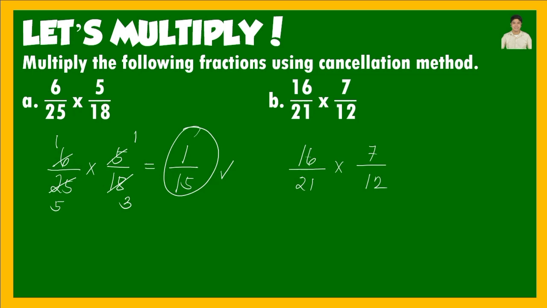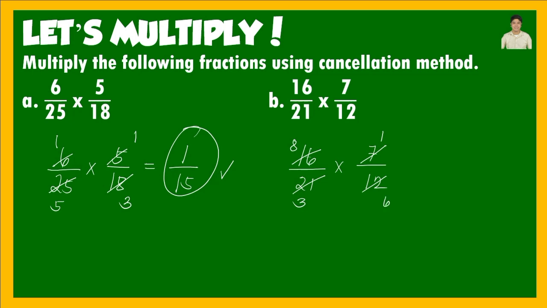Ayan. So, pwede nating i-cancel yung 7 and 21 kasi ang greatest common factor nila is 7. So, 7 divided by 7, this will become 1. 21 will become 3. Next, what about 16 and 12? So, pwede nating i-divide dyan 2. Try muna natin na 2. 16 divided by 2, we have 8. 12 divided by 2, we have 6.